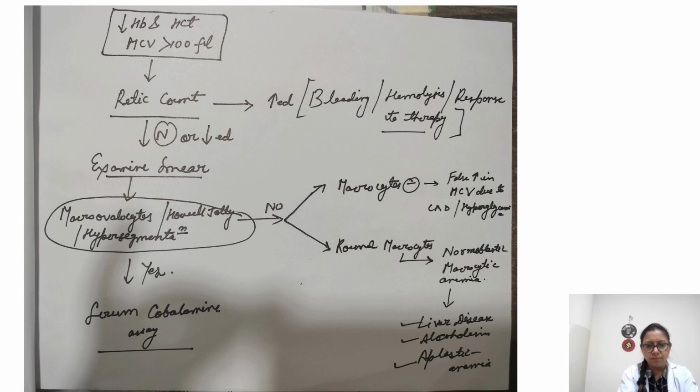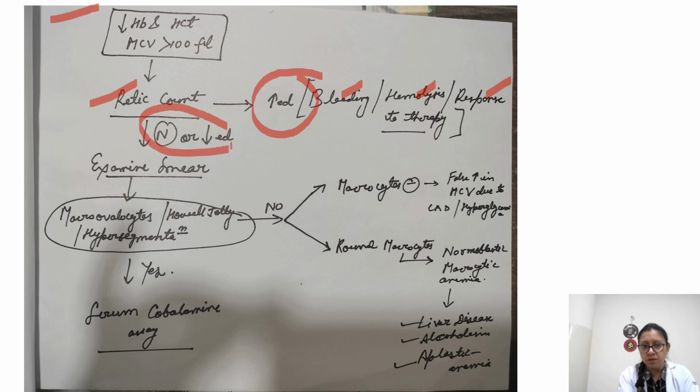So this is just a rough diagram I have made. See what happened. When you have these three values, your hemoglobin and hematocrit are decreased. MCV is more than 100 femtoliter. So it is pointing towards macrocytosis. What you need to do is see the retic count. If the retic count is increased, then it will point toward bleeding, hemolysis or response to therapy, iron therapy. If the reticulocyte count is normal or decreased, then you have to examine the smear. On the smear, if you note macro-ovalocytes, Howell-Jolly bodies, and hypersegmentation, if these three are present, macro-ovalocytes are present in megaloblastic anemia. Round macrocytes are noted in non-megaloblastic anemia.